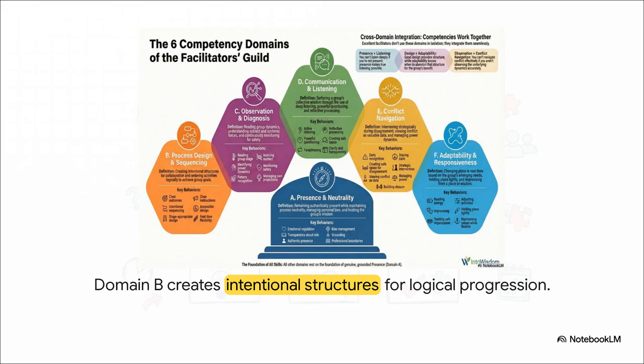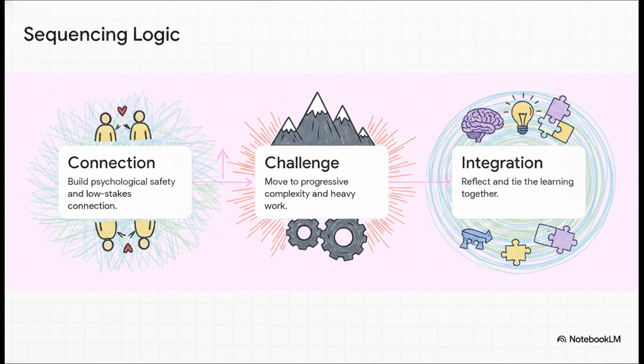When we look at Domain B within the wider landscape of the Guild's 6 competencies, it's pretty unique because it focuses entirely on creating that intentional structure. We're talking about work that happens before you even step foot into a room. You are actively managing psychological risk, making absolutely sure that every single activity is logically ordered and perfectly aligned with your specific outcomes. To pull that off, there is an exact order of operations you want to follow, mainly so you don't completely overwhelm a group right out of the gate.